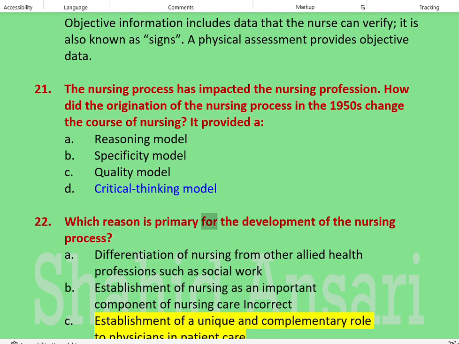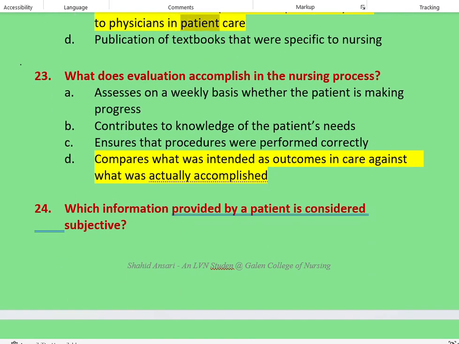22. Which reason is primary for the development of the nursing process? A. Differentiation of nursing from other allied health professions such as social work. B. Establishment of nursing as an important component of nursing care. C. Establishment of a unique and complementary role to physicians in patient care. D. Publication of textbooks that were specific to nursing.